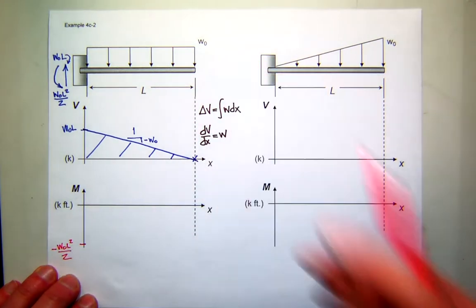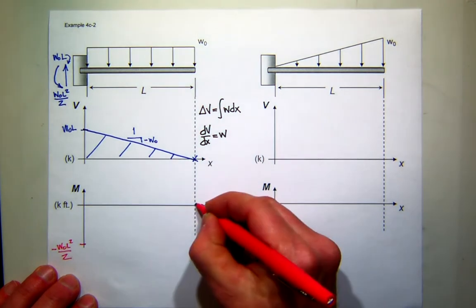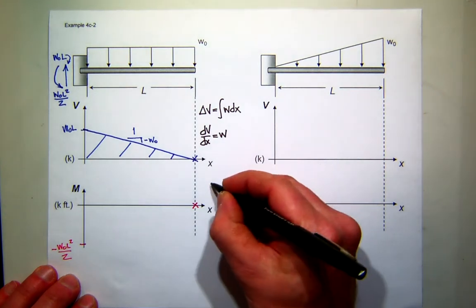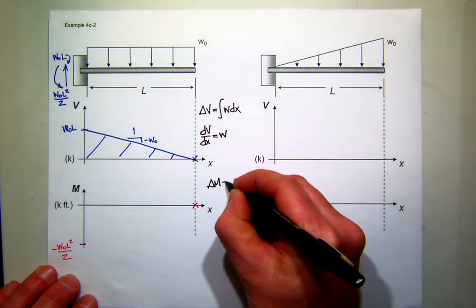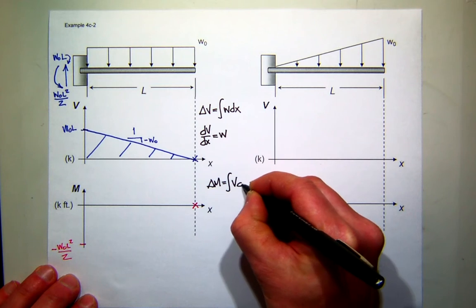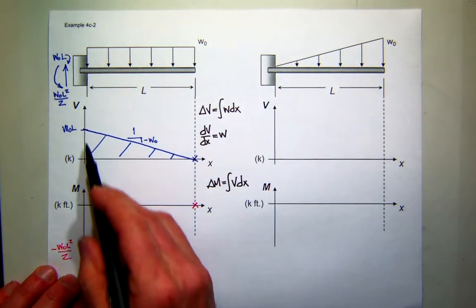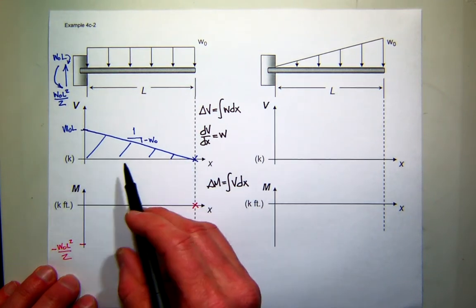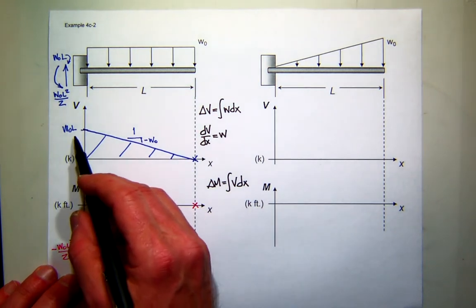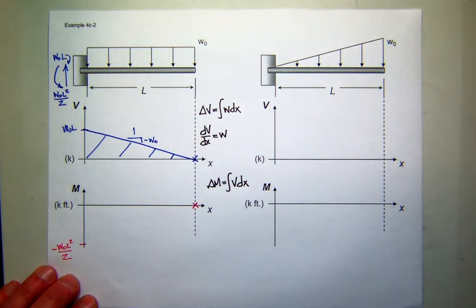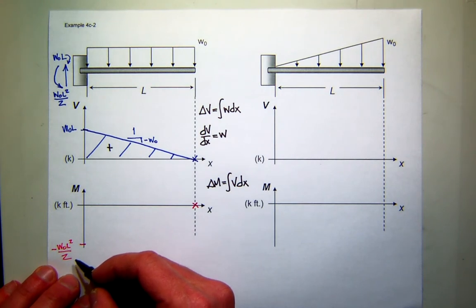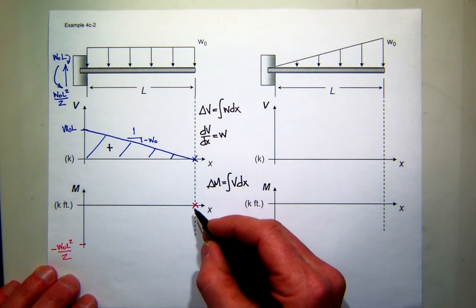By the way, what's the bending moment at the free end? 0. So let's check our relationships. The change in moment is the area under the shear diagram. So what is the area under the shear diagram? What's a triangle? 1/2 base L times height W naught L. So that's W naught L squared over 2, and that's positive. So if I start at negative W naught L squared over 2, and I add positive W naught L squared over 2, I get 0. Excellent.